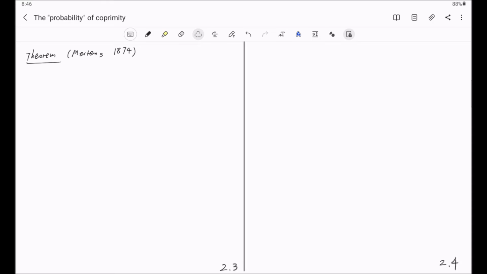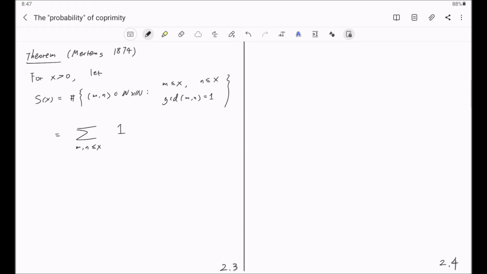So, theorem. For x greater than 0, let S(x) be the function that counts the number of pairs (m, n), where m and n are positive integers such that m is less than or equal to x, n is less than or equal to x, and GCD of m and n is equal to 1. This can be written in another way as a summation of ones where m, n are less than or equal to x but greater than 0 with GCD of m and n equal to 1. Then we have the following asymptotic formula for S(x).